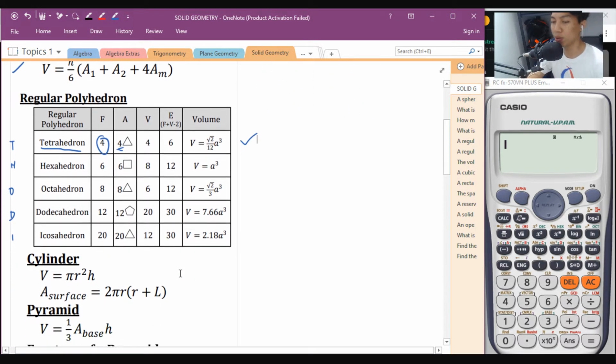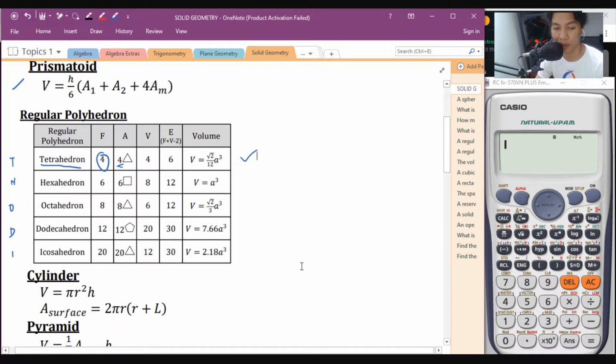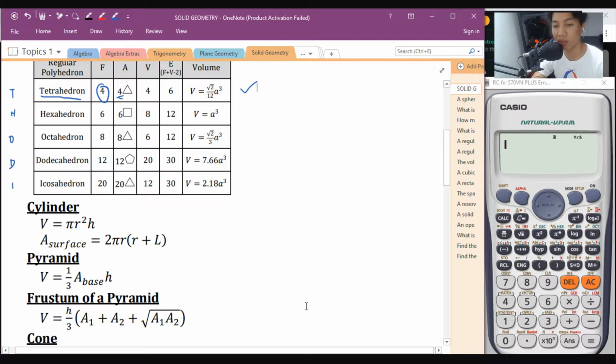Now, let us go with cylinder. Kapag cylinder, my friends, paano po ang itsura ng cylinder? Sir, hindi ko po alam ang itsura ng cylinder. Loko, hindi. Ganito lang yun. Ang cylinder is pipe. Parang pipe. Okay? Ngayon, depende sa base mo.